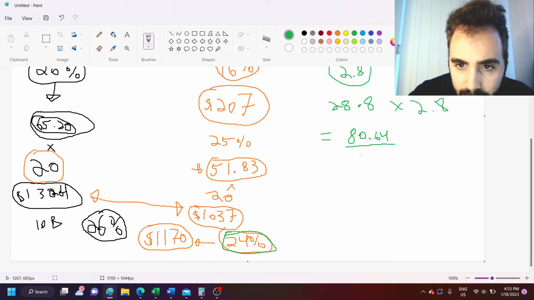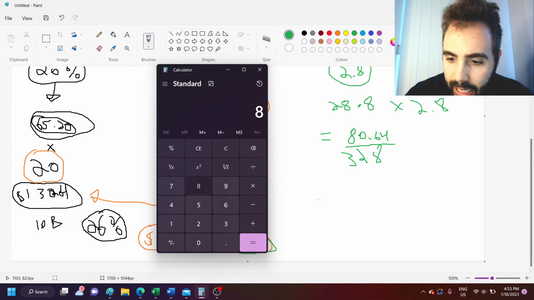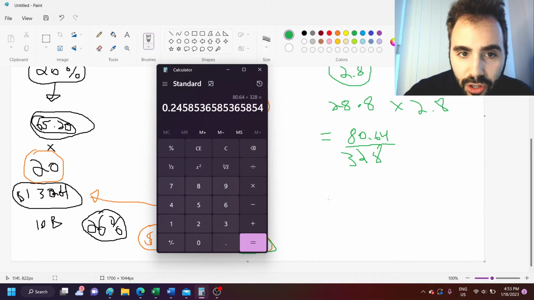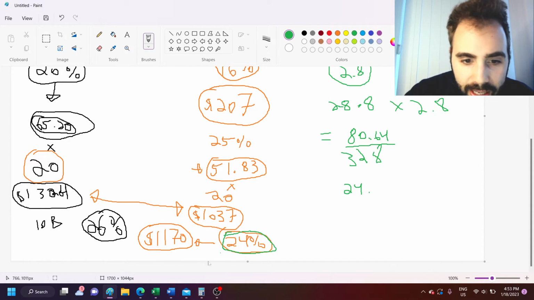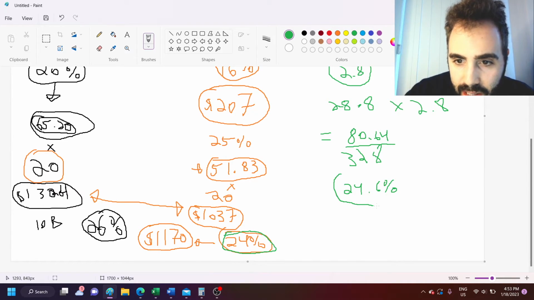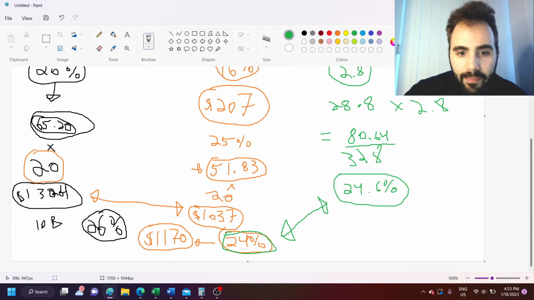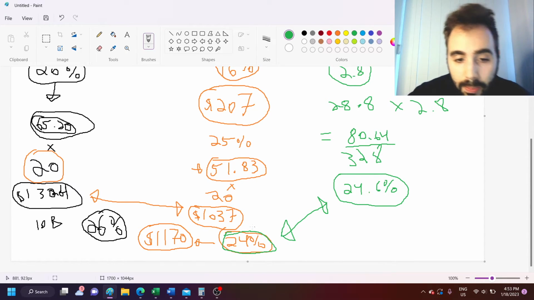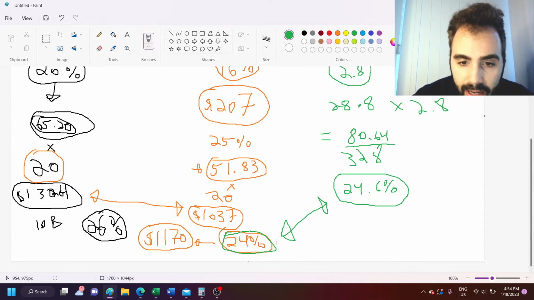So let's go back to Paint. So let's divide these together. 80.64 divided by 328 gives us a return of 24.6%. Look how beautifully these numbers triangulate on one another. Look at this. Meaning if we were to invest in Meta today, we would anticipate at least about a 24% annualized rate of return. 24 to 25% is what this is saying. Look how well these numbers triangulate on one another.